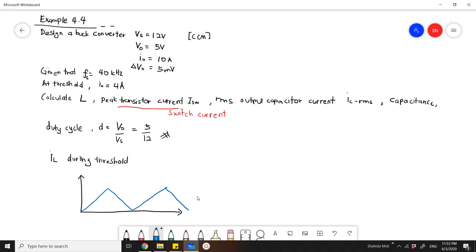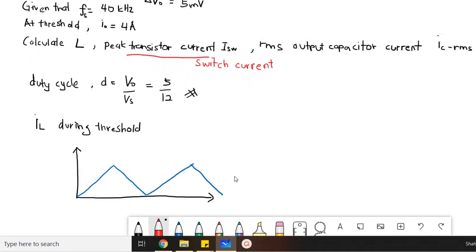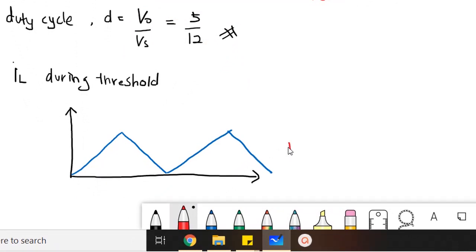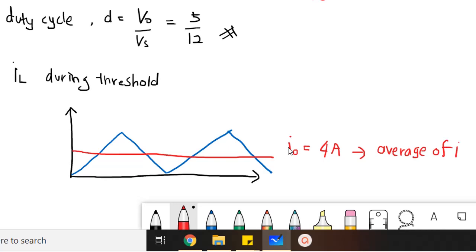From the given information in the question, during threshold I naught is 4 ampere. This also gives us the average for the inductor current, IL. So this is IL, this is T, and this line over here is 4 ampere.